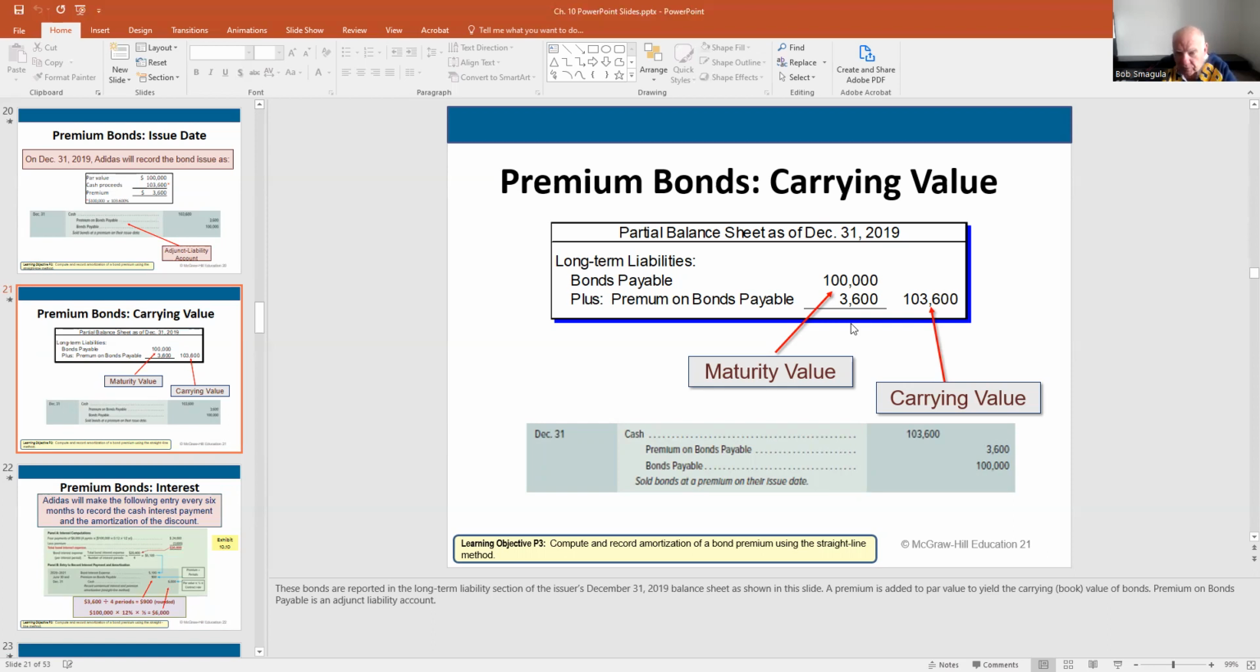Okay? So before we get to that, let's just record the bond. We debit cash for $103,600. That's the cash we received. The bond payable is $100,000. The difference in this case is $3,600 premium liability, okay?